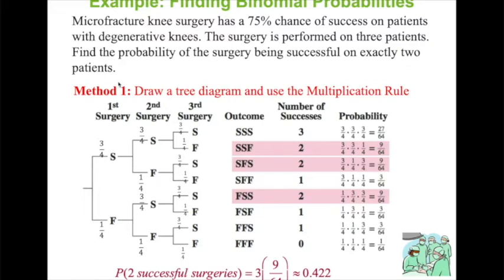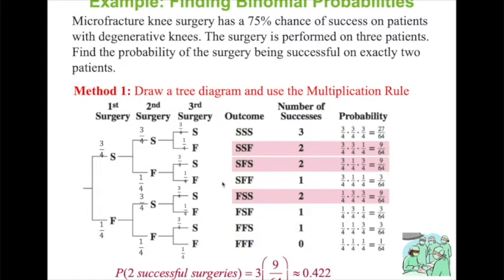Now the question says find the probability of the surgery being successful on exactly 2 patients. So we need 2 S's, so it can be success, success, failure, which is this one here. So that's equal to 3 over 4 multiplied by 3 over 4 multiplied by 1 over 4, and that's equal to 9 over 64. And also we can have success, failure, success. So that's 3 over 4 times 1 over 4 times 3 over 4, and that's equal to 9 over 64.